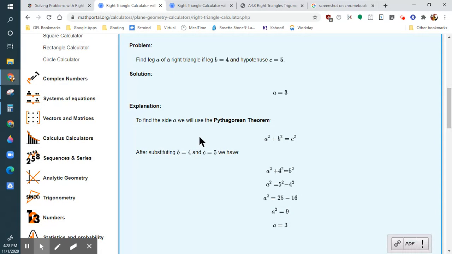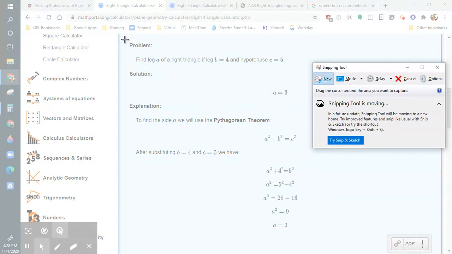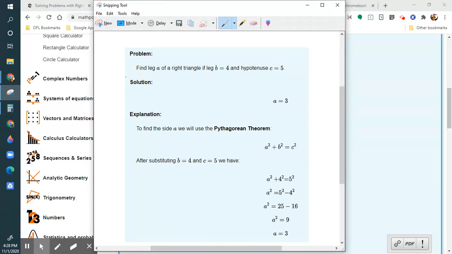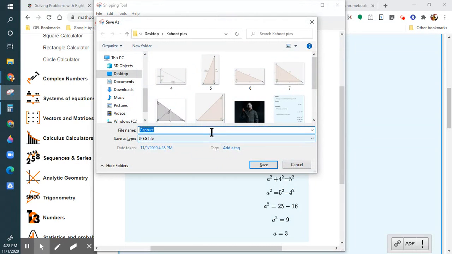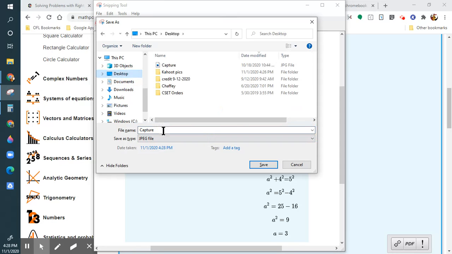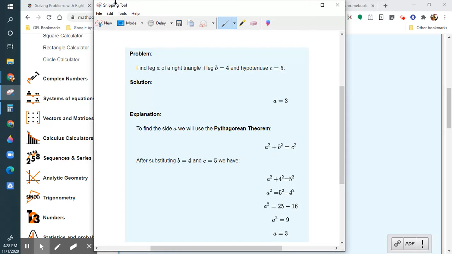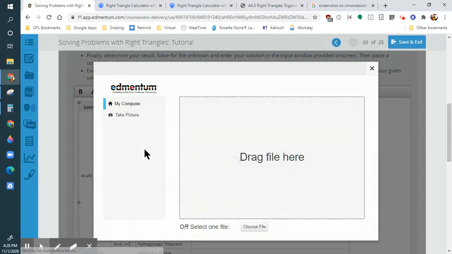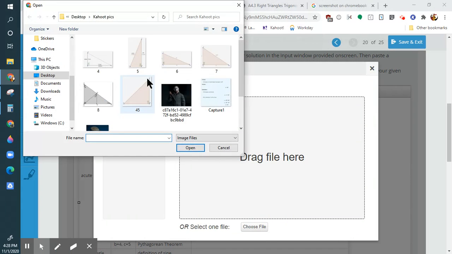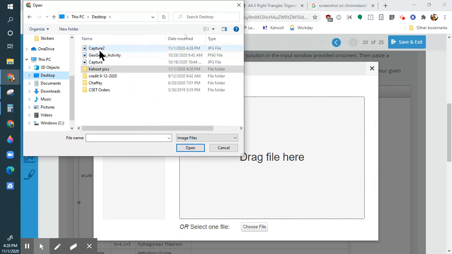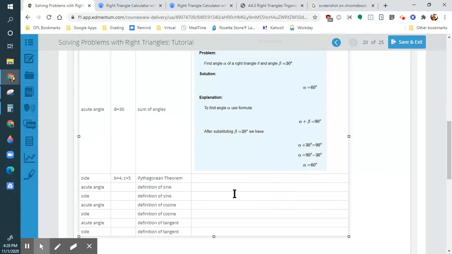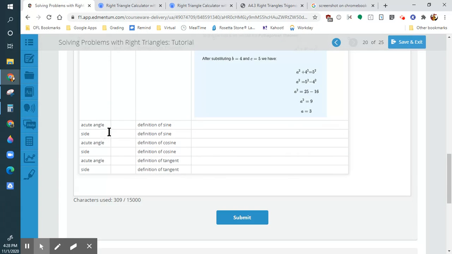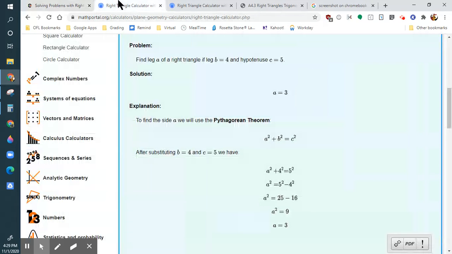And then I'm going to do the same thing, copy and paste my screenshot. So go here. I'm going to call this capture 2. I'm going to put it on the desktop first of all to make it easier to find. Capture 2. And I'm going to go into insert image, go here, go to the desktop, capture 2, boom, uploading. There we go.